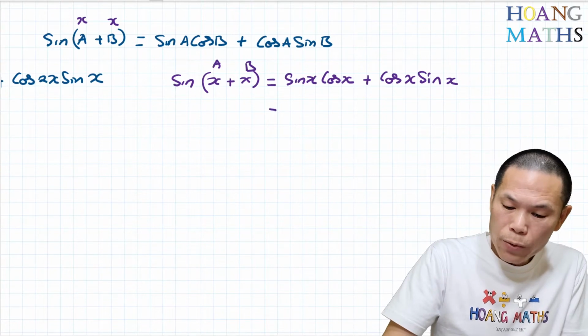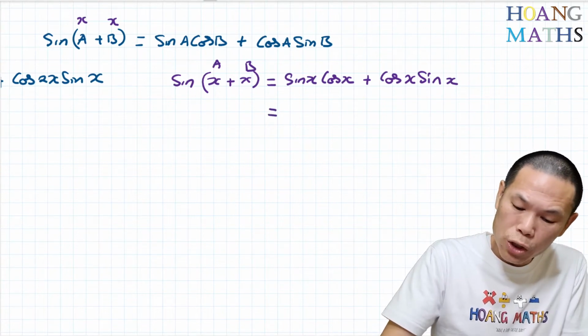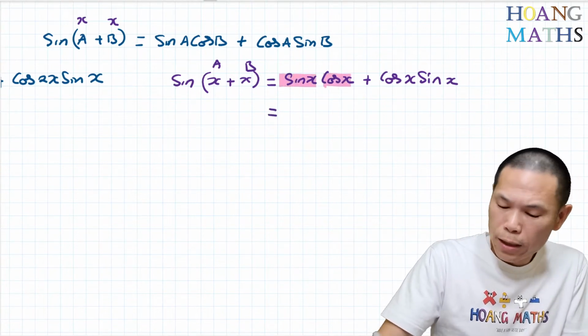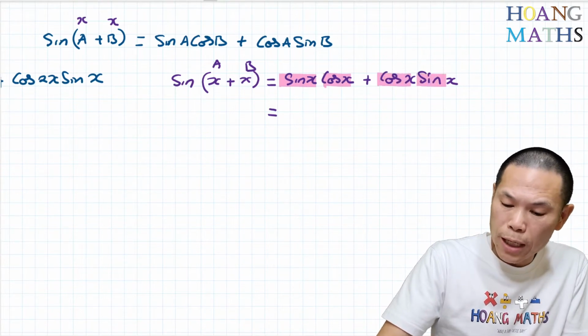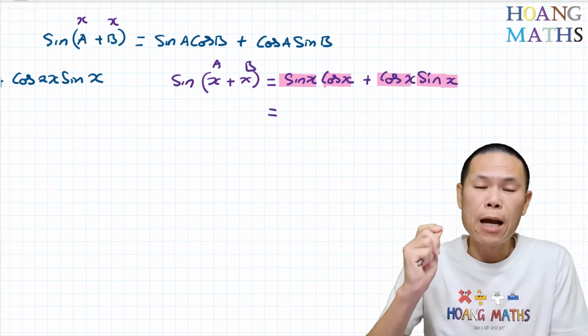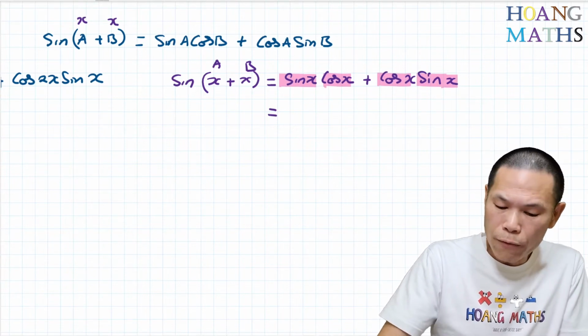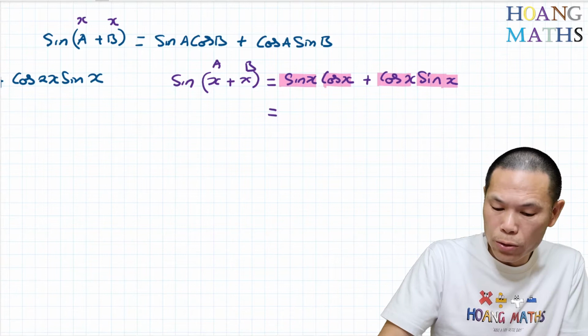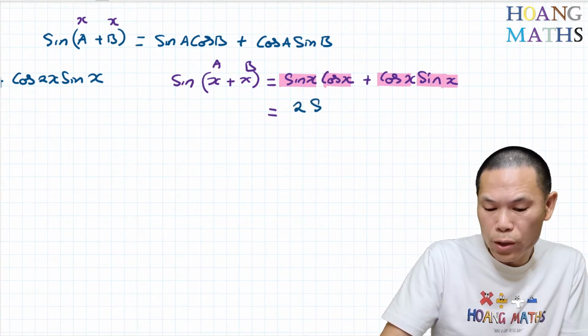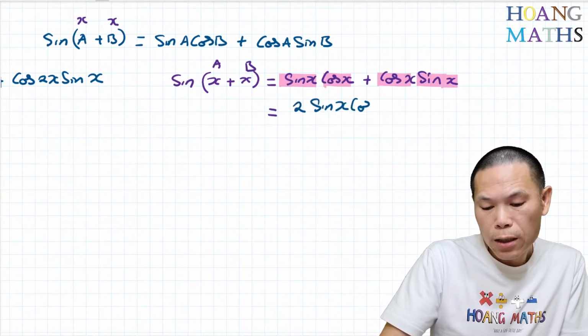So now we can see there are like terms, because sine x times cos x, then this is cos x times sine x, and they are the same. A times B is equal to B times A. So we just collect like terms. So therefore, this is equal to 2 lots of sine x cos x.